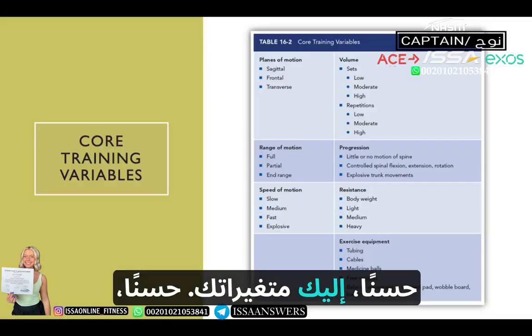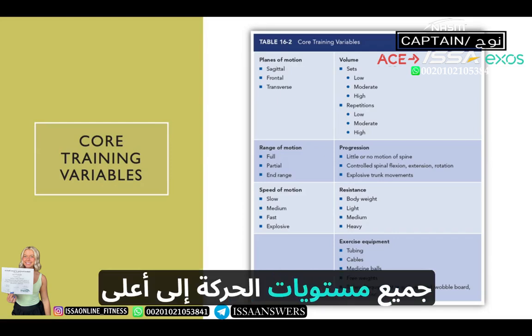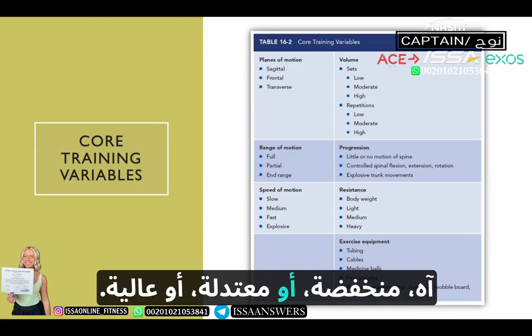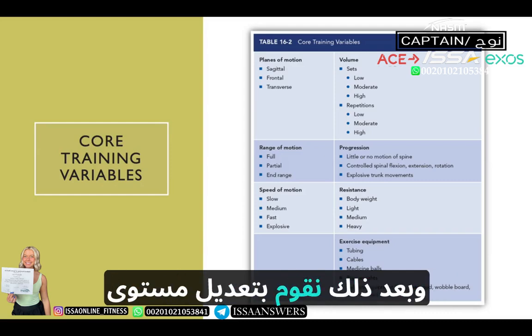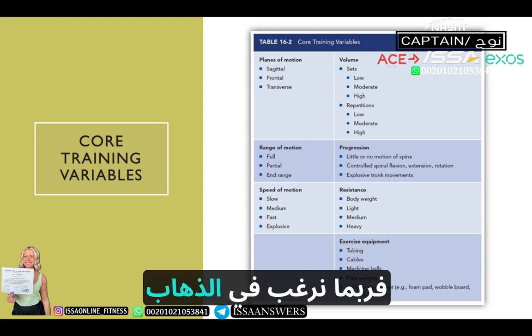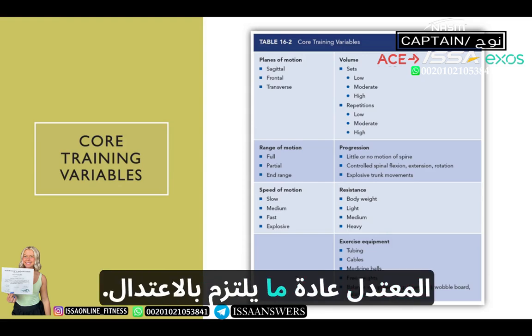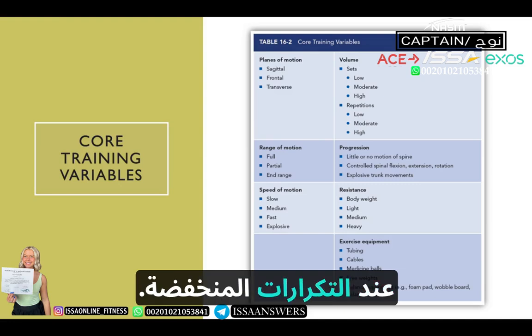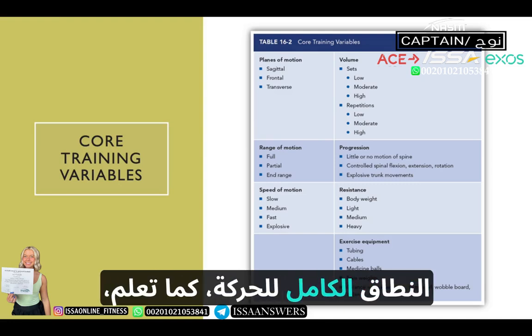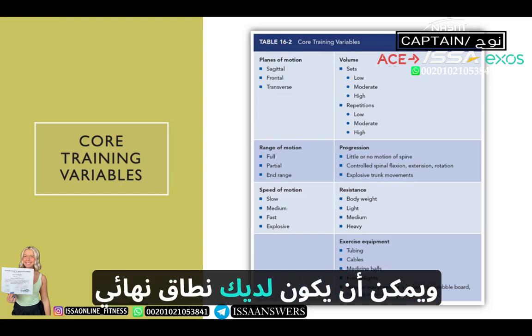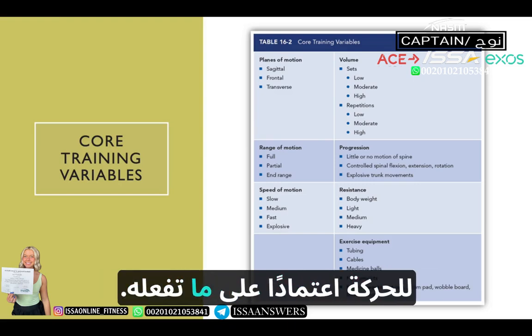Okay, so here are your variables. Again, all planes of motion to the top left, working within your sets to a low, moderate, or high, and then we would adjust our low, moderate, to high reps. So if we go low sets, we want to maybe go high reps. Moderate usually sticks with moderate, and high volume usually goes with low reps, depending upon what you're doing. Full range of motion, we could talk about, you can have partial range of motion, you can have end range of motion, depending upon what you're doing.